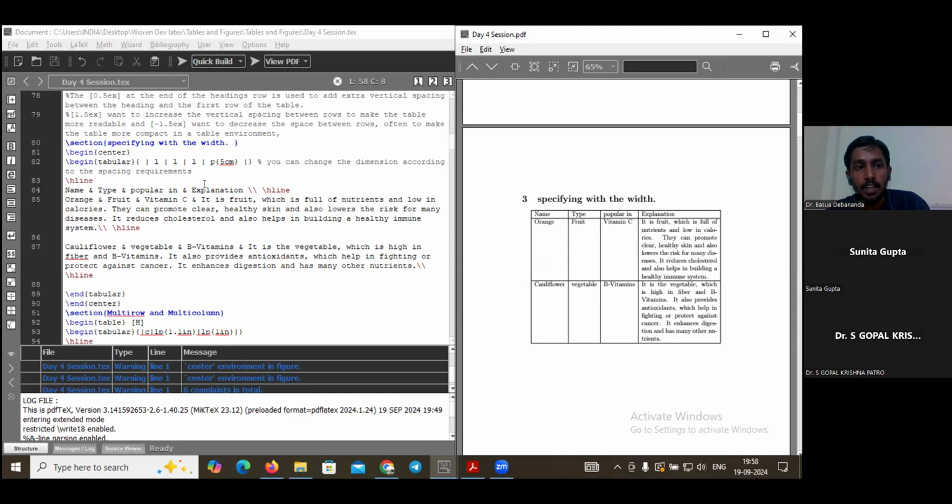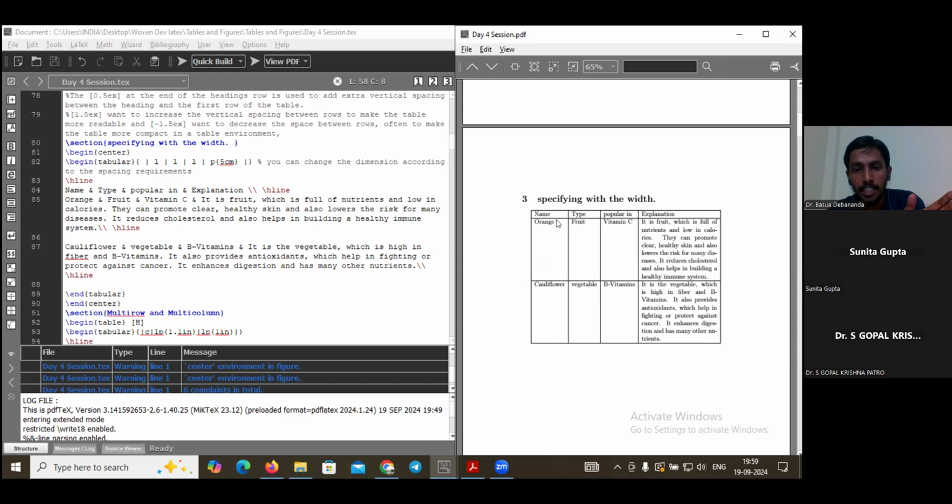I just use the tabular environment, \begin{center} and \end{center}, because I need the table in the center of the page. Now \begin{tabular}. How many columns are there? Four. That's why there are vertical lines here. These are the four vertical lines, and L stands for left alignment of the element.